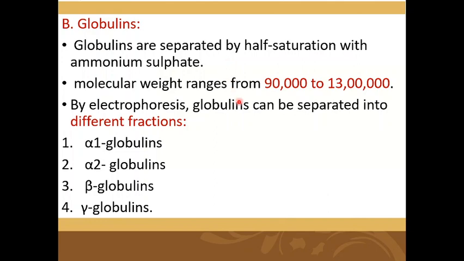Molecular weight of the globulin is from 90,000 to 130,000 Daltons. By electrophoresis, globulin can be separated into different types. By fraction here, we mean the types: alpha 1 globulins, alpha 2 globulins, beta globulins, gamma globulins.